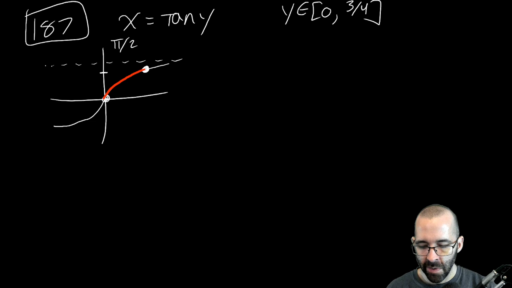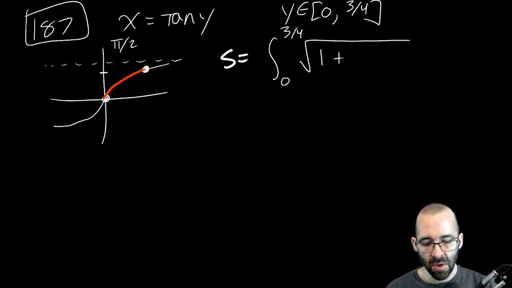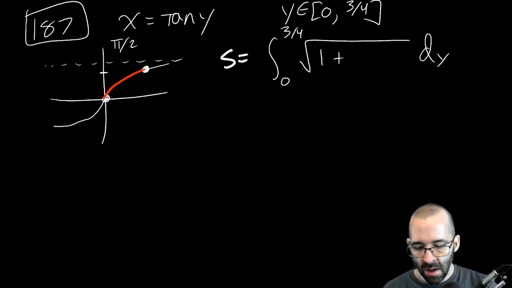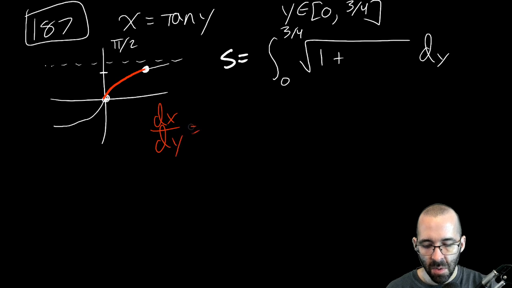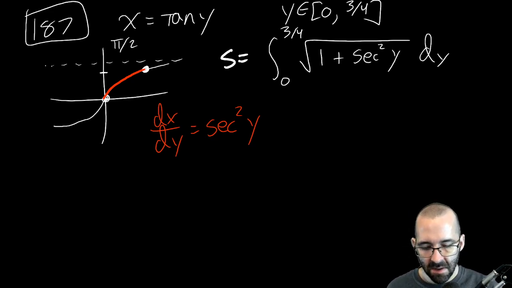So what do we have? We just set up the integral with the formula. We get the integral, again, this is in terms of y. y is going from 0 to 3/4. Square root of 1 plus the derivative with respect to y squared, dy. What's the derivative of x with respect to y? What's the derivative of tangent? Secant squared of y. Oh, we're squaring this, by the way.